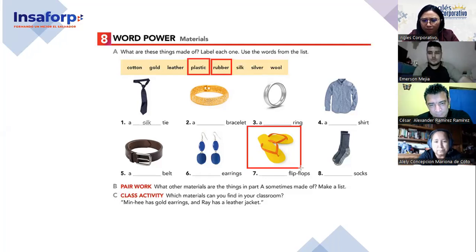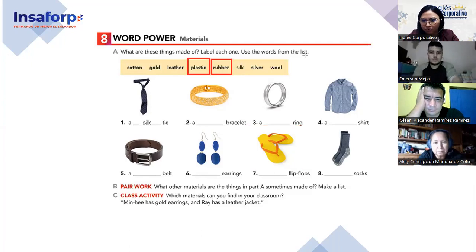¿Será que así los identificamos? ¿O qué otra diferencia le vemos? Plastic and rubber. What is another difference? ¿O dejamos esa idea para identificarlos? ¿Yes?